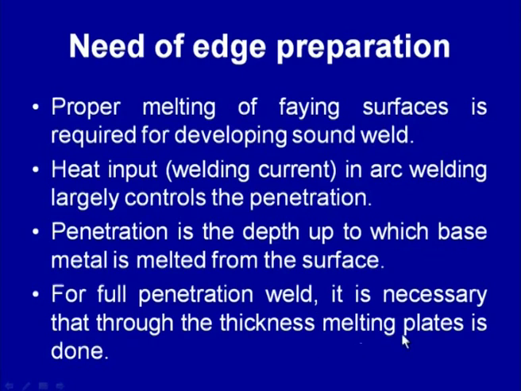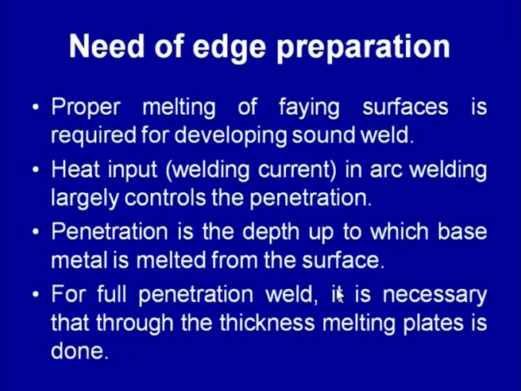And for the full penetration, it is necessary that the through thickness melting of the plate is done, and once the through thickness melting of the plate is done, the full penetration joint can be obtained, and this kind of joint offers the full resisting cross sectional area which is possible for a given plate thickness, and it avoids the possibility of having the stress raisers in form of the partially unmelted portion left between the plates.